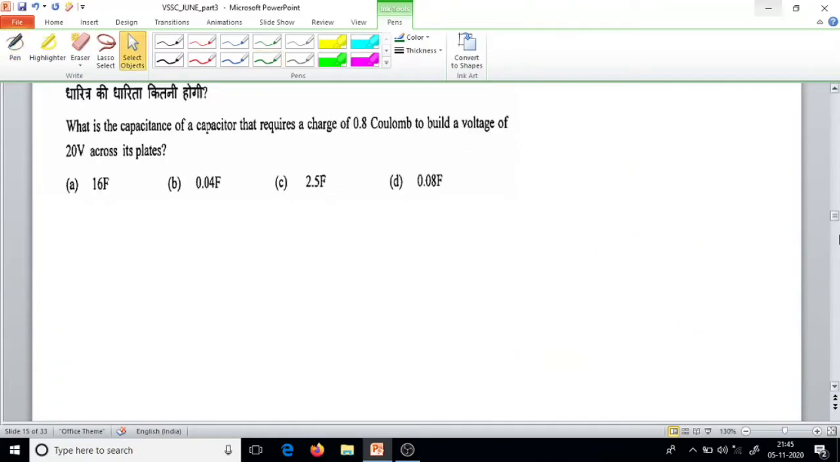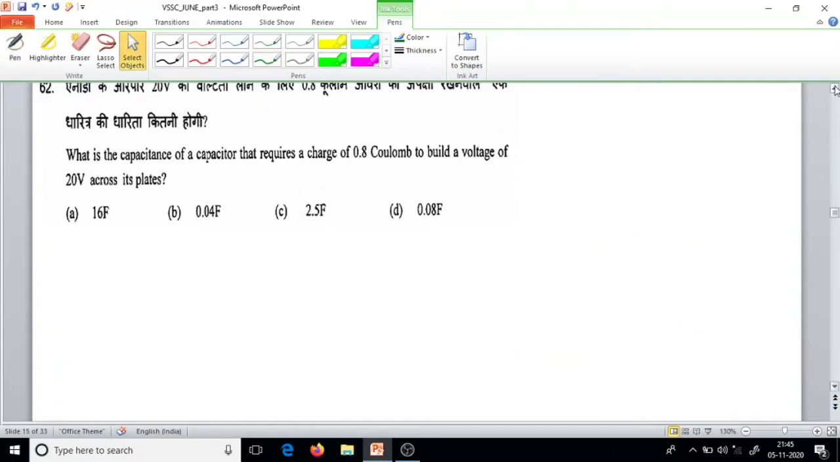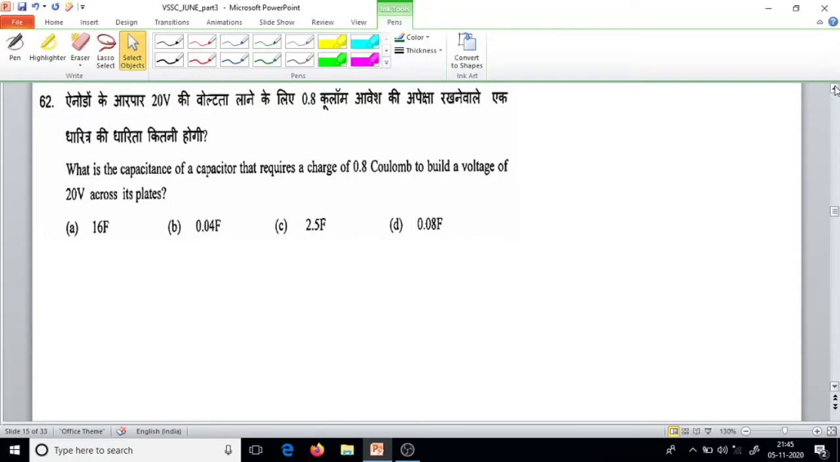Question number 62. What is the capacitance of a capacitor that requires a charge of 0.8 coulomb to build a voltage of 20 volt? The capacitance we have to find, charge is given and the voltage is also given. What is the equation for charge? Q equal to CV. Q equal to 0.8, C we have to find out. V equal to 20 volt.